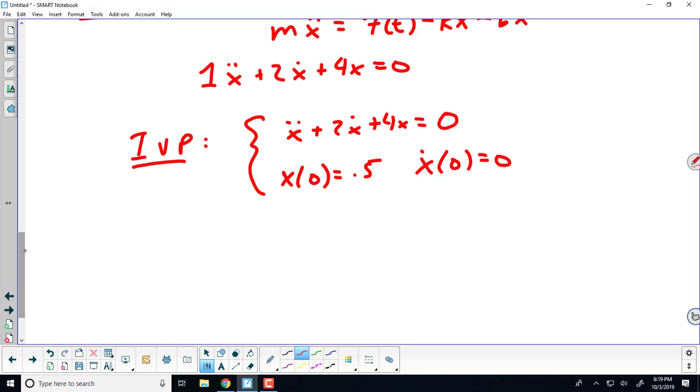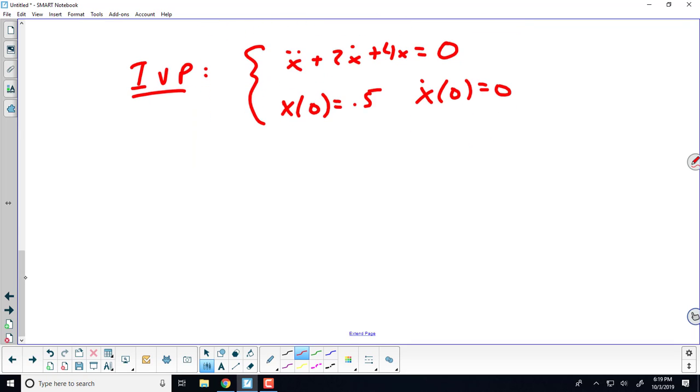So what are we going to do to solve? We'll worry about the IVP part, the initial conditions, in a moment. How do we solve this differential equation? Characteristic. Yeah. So we're going to look at the characteristic equation here. So here's the solution. The characteristic equation is r squared plus 2r plus 4 equals 0.